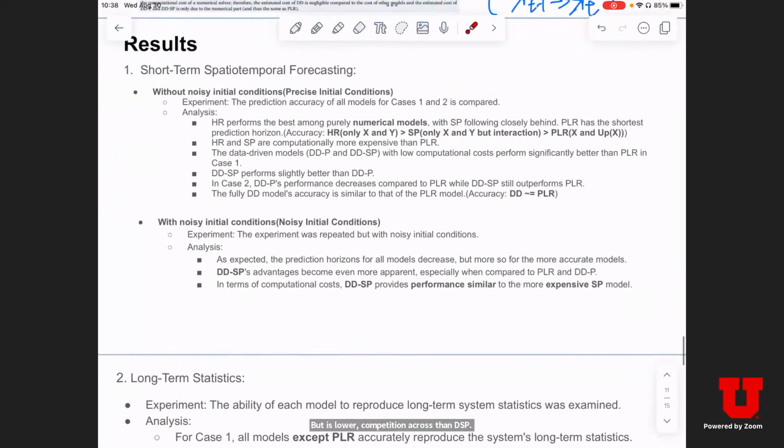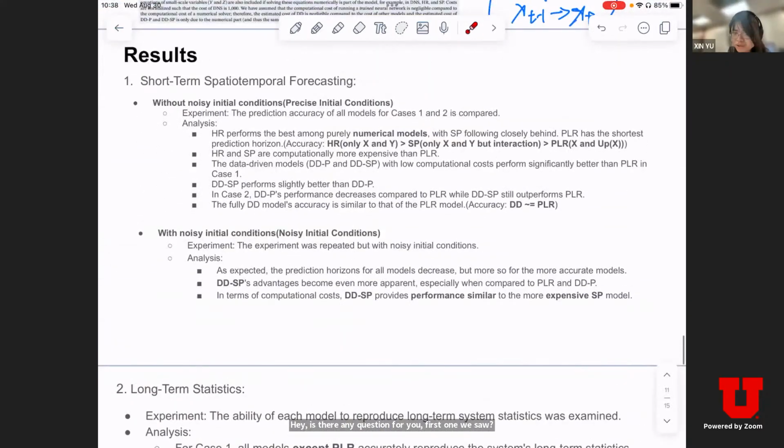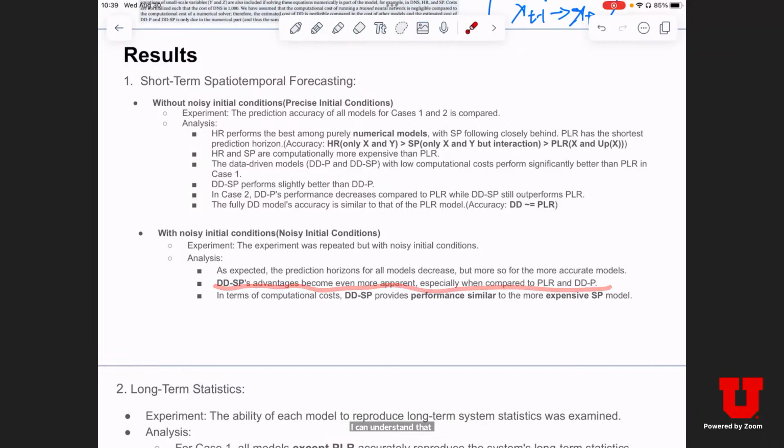Is there any question for the first one we saw? Hi. So I have some question about the performance. In the method, it seems that for the DDP and DDSP, it used the PLR to estimate the Y value, but in the result, DDSP outperformed the PLR. I didn't understand that. For the first one, without noisy initial condition, it seems that the DDP outperforms PLR, right? These two methods, I kind of get lost.